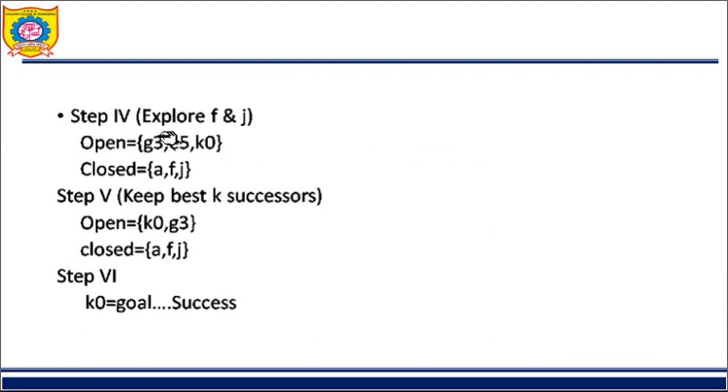Put them in sorted order. What will I get? K0, G3 and E5. E5 is extra. I need to prune it. E5 gets cancelled. My list is K0 and G3. And what did we explore? We explored F as well as J. So both had come in the closed list. So this is my closed list. Now further, K0. What is my best possible choice? K0. But that is my goal. So I get success. I return with success.